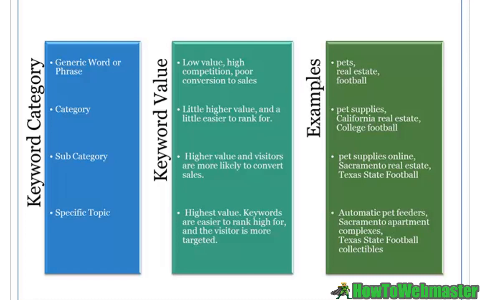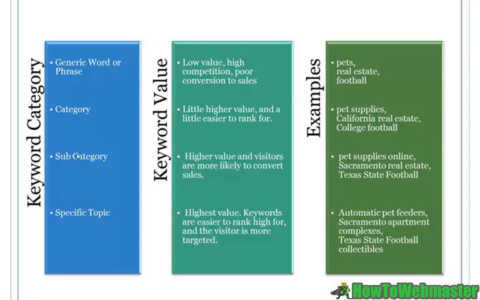These would be keywords like pets or real estate or football. If you're into those niches, then those are the keywords you're going after. They're going to be low value, high competition, poor conversions. Next are your category keywords. These are going to be a little higher value and a little easier to rank for. So instead of pets, you've got pet supplies. Maybe California real estate, so we're narrowing it down a little bit. College football instead of NFL.